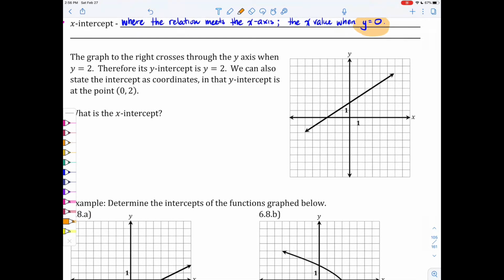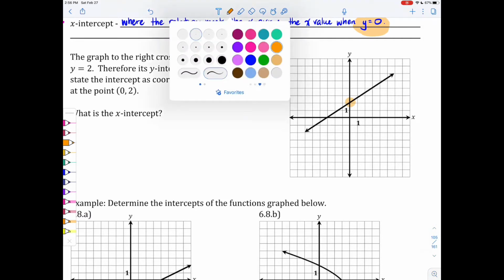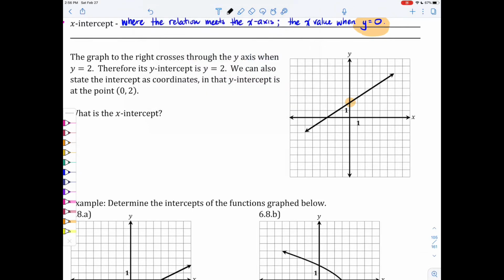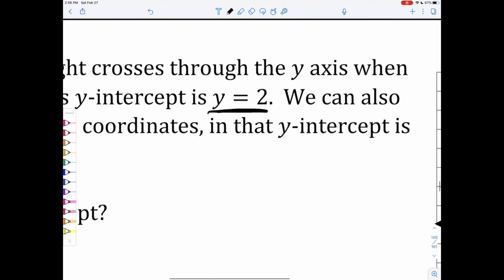For the x-intercept, we can look for where we touch the x-axis. So on this one, we touch the y-axis right there. The value of y over there is 2. So we can say that the y-intercept is just straight up y equals 2. That's the value of the intercept.